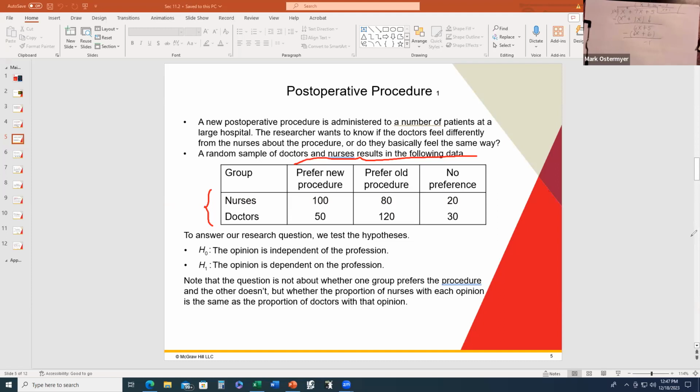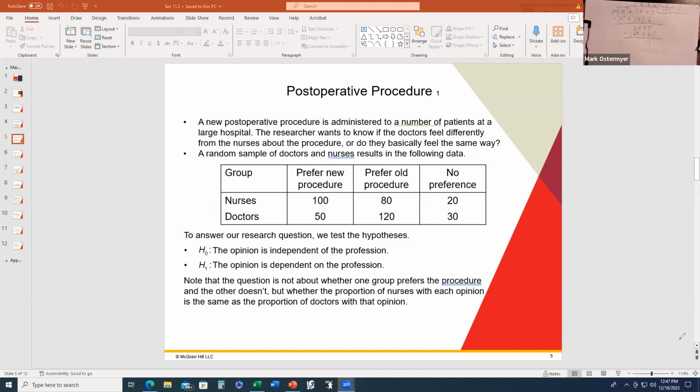The alternative hypothesis says the opinion is dependent on the profession. All right, so therefore, the question is not about whether one group prefers a procedure and the other doesn't. We're not able to test for that. We are testing, ladies and gentlemen, just to see if the proportion of nurses with each opinion is the same as the proportion of doctors with that particular opinion. Okay. So, chi-square test of independence.